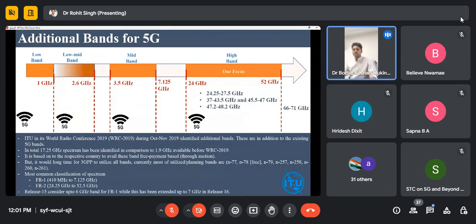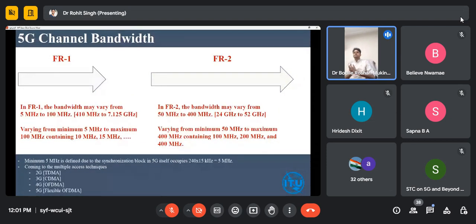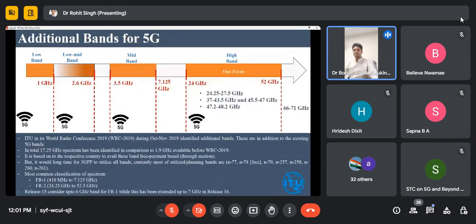So FR1, frequency range 1, roughly covers the frequency band that starts from 410 megahertz to 7.125 gigahertz. And next frequency band is known as FR2, which usually covers millimeter wave and varies from 24.25 to 52.5 gigahertz. So this is the frequency band I have shown. We have already discussed FR1, FR2, and mentioned these frequency bands.